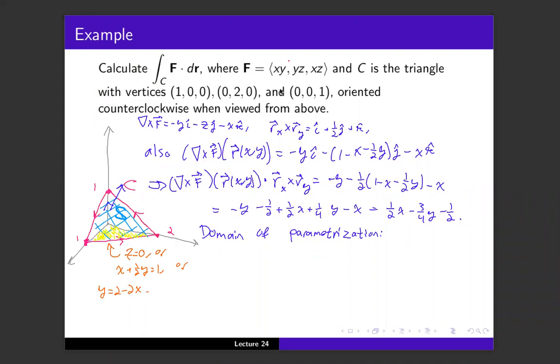So now that we can see it that way, we can see that the domain of parameterization is going to be all x and y, so that we have x between 0 and 1, and y between 0 and 2 minus 2x.